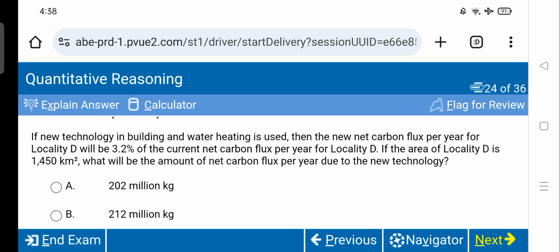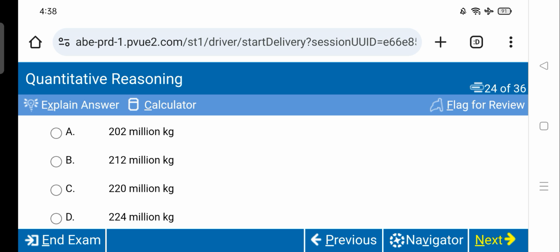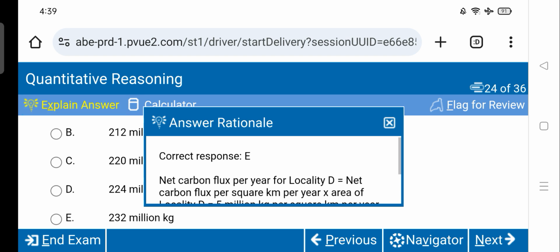Option A, 202 million kilogram. Option B, 212 million kilogram. Option C, 220 million kilograms. Option D, 224 million kilograms. Option E, 232 million kilograms. So let's see which one is the correct option and which ones are incorrect.